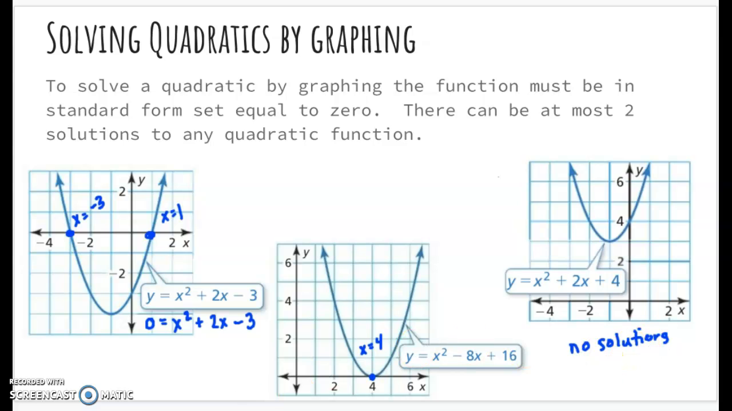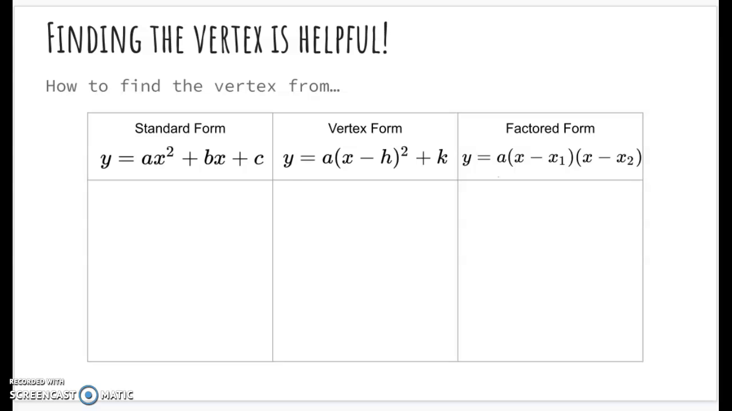All right, so when you're graphing, oftentimes finding the vertex is really helpful. So I want to talk about how you find the vertex from each of our different forms. Well, from standard form, it's a little tricky. There's actually a formula that you can use. The formula is x equals negative b divided by 2a, and this gives you that axis of symmetry.